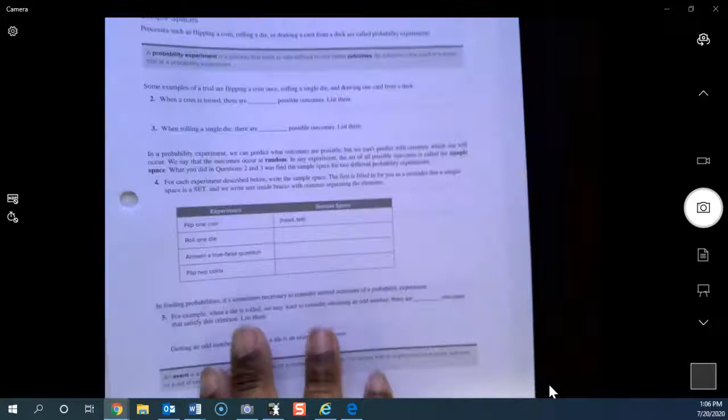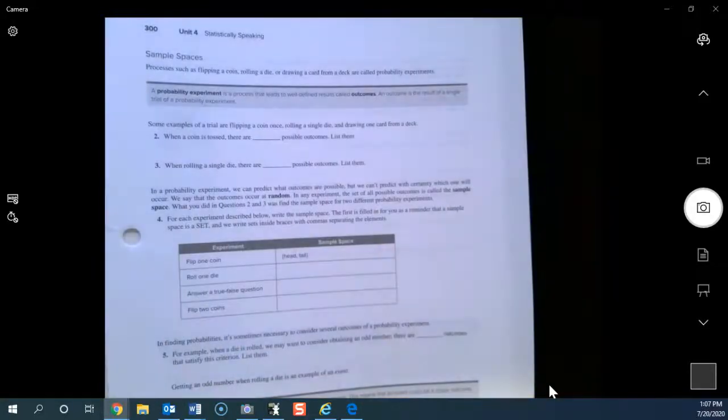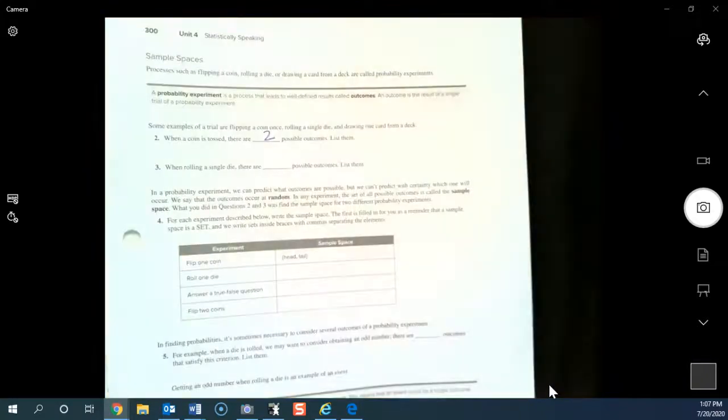We'll move on to our next page, which is page 300. And it says here, sample spaces. Processes such as flipping a coin, rolling a die, or drawing a card from a deck are called probability experiments. A probability experiment is a process that leads to well-defined results called outcomes. An outcome is the result of a single trial of a probability experiment. Some examples of a trial are flipping a coin once, rolling a single die, and drawing one card from a deck.